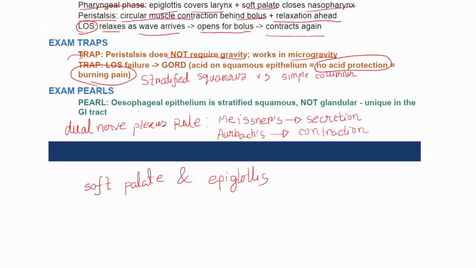Examiners love to swap the locations of epithelial tissue type as well. Ensure you never confuse the stratified squamous epithelium, which is the lining of esophagus, with the simple columnar epithelial lining that initiates abruptly at the gastroesophageal junction. The esophageal epithelium stands out as highly unique because it is stratified squamous, making it completely non-glandular and a distinct structural exception within the primary segments of the GI or gastrointestinal tract.